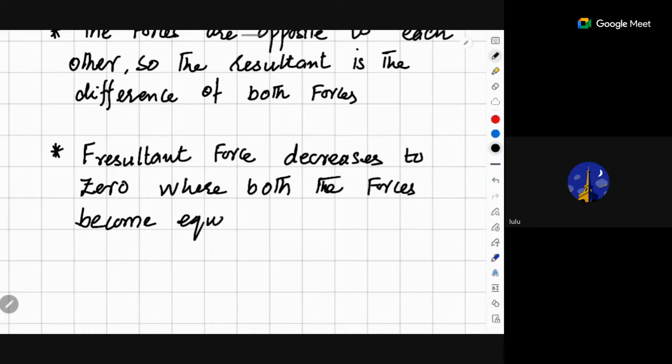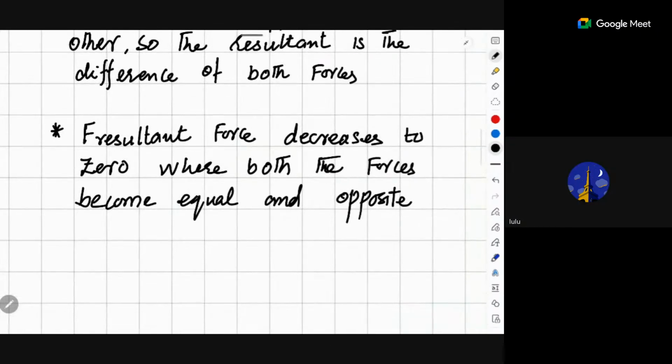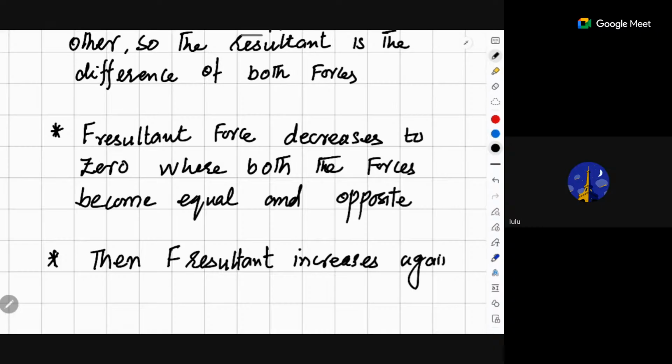The point where both the forces become equal and opposite, what happens? The force will be 0. You got it? Then it increases again. Then F resultant increases again, but opposite in direction. Or you can simply write increases again in opposite direction.